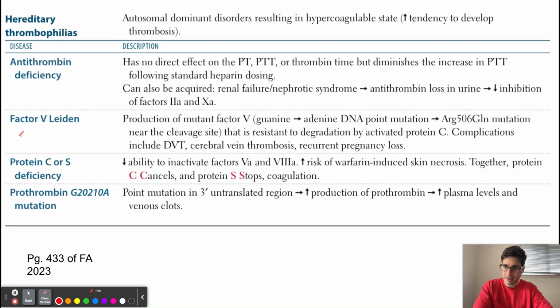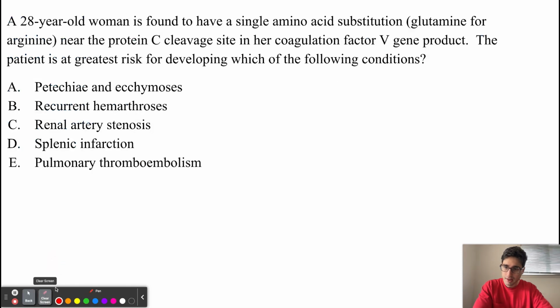Now, this information can be found on page 433 of First Aid. Remember, the three complications that are going to be common in patients with factor V Leiden are DVT, cerebral vein thrombosis, and recurrent pregnancy loss. If the DVT goes untreated, it can go to the lungs to cause pulmonary thromboembolism. So the correct answer is going to be answer choice E.